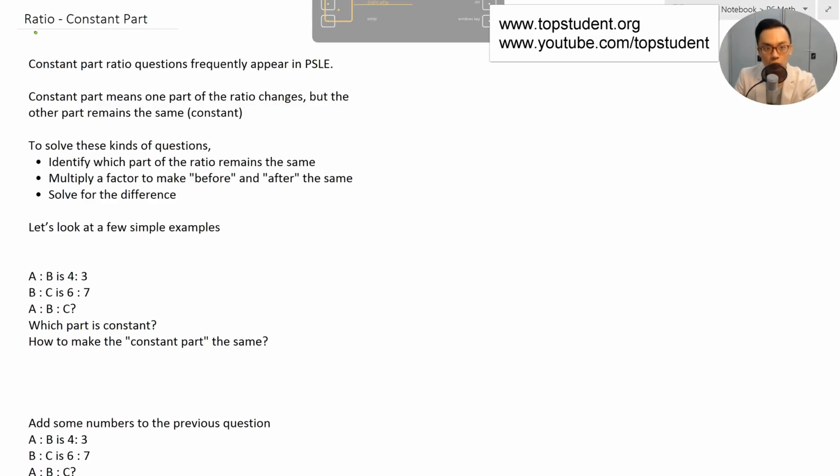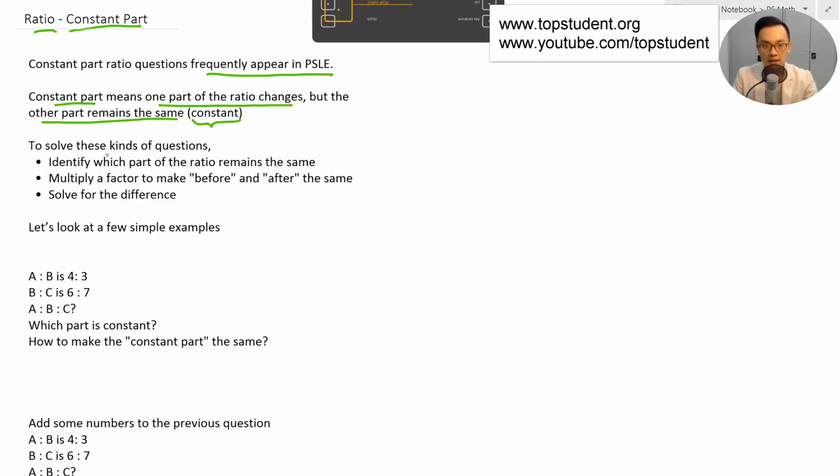Hi, in this video, we're going to do ratio, and it's under the constant part of the ratio questions that you'll be seeing. Constant part ratio questions frequently appear in PSLE, and that being said, also all major examinations. Basically, what constant part means is that one part of the ratio changes, but the other part actually remains the same. Because it remains the same, we call it the constant. That's where the name comes from, which is constant part.